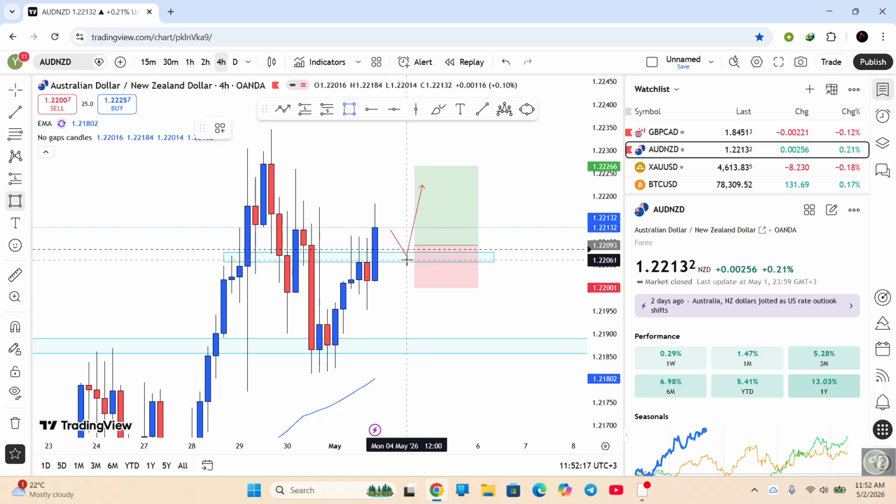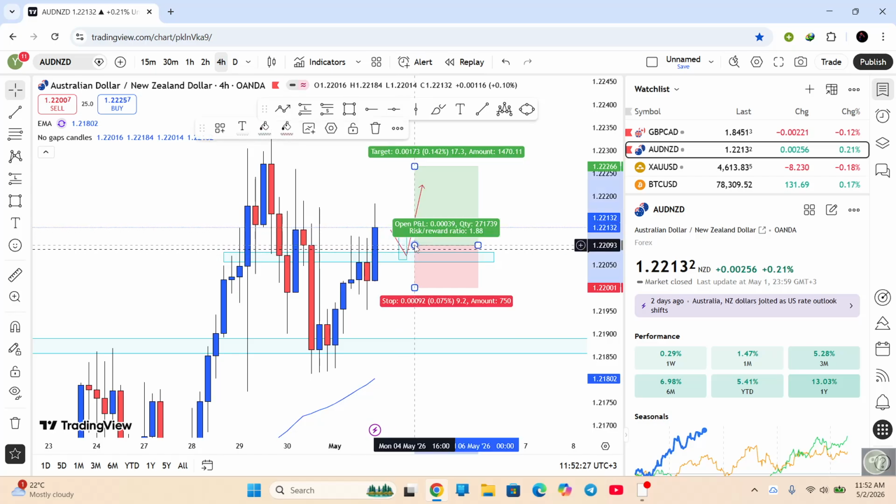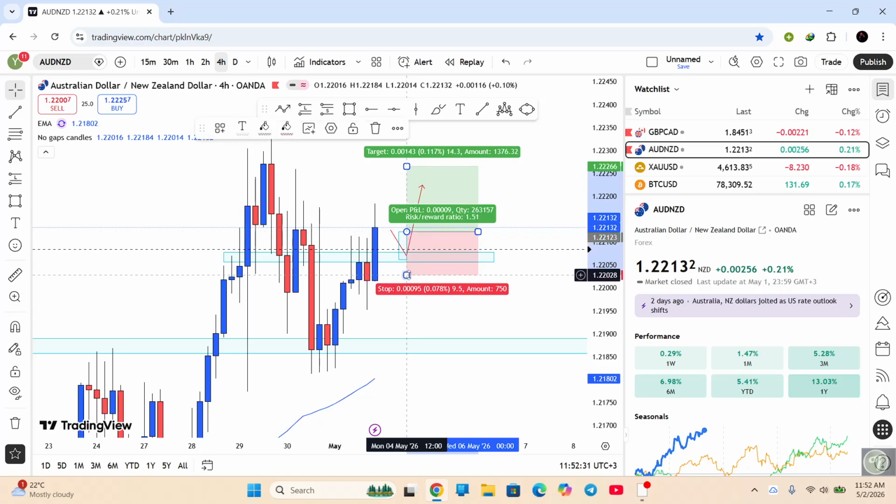Okay, if I got my pullback, let's say I got two bearish candlesticks, the pullback, then after that, if I got my engulfing, then this is my entry. This is where I should have entered. This is where I should enter.